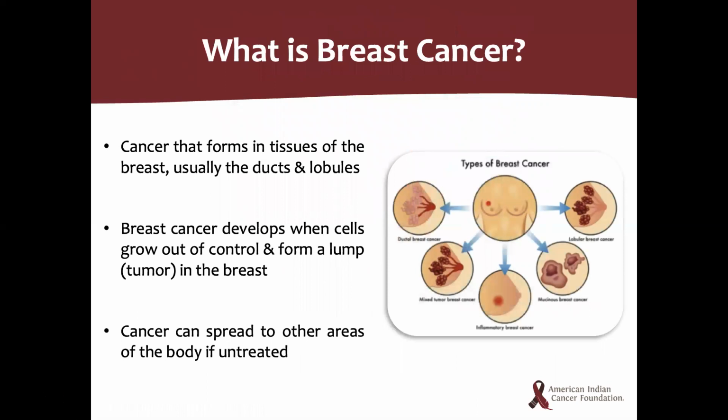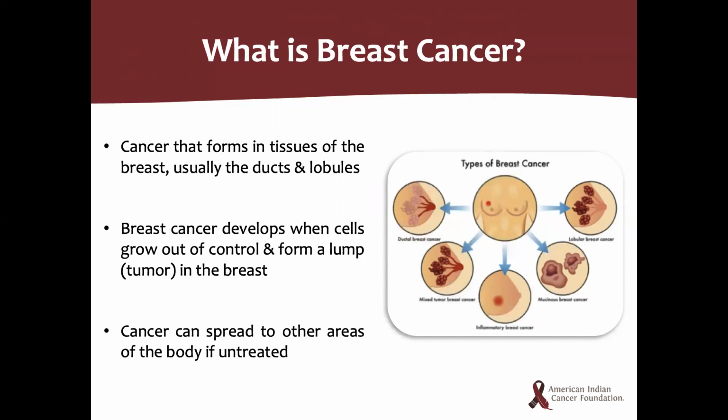So what is breast cancer exactly? Breast cancer is cancer that forms in the tissues of the breast, most often the ducts and lobules. There are multiple different types of breast cancers. Ductal breast cancer and lobular breast cancer are 2, and we'll talk about these in the next 2 slides. A couple more uncommon types I want to briefly mention are inflammatory breast cancer and mucinous breast cancer.